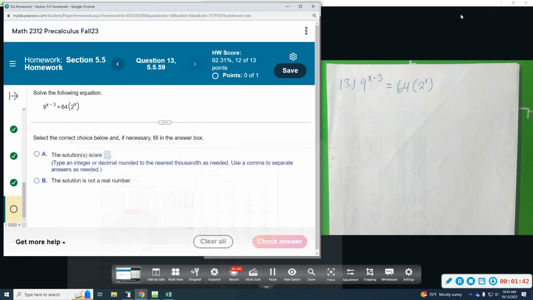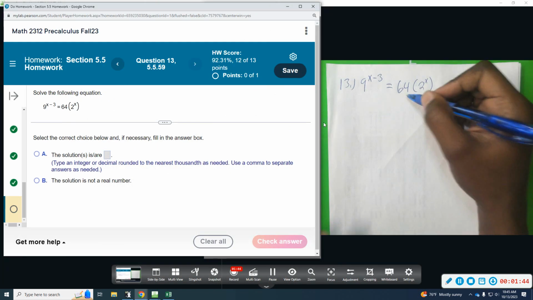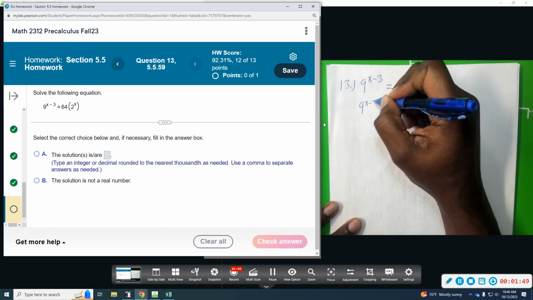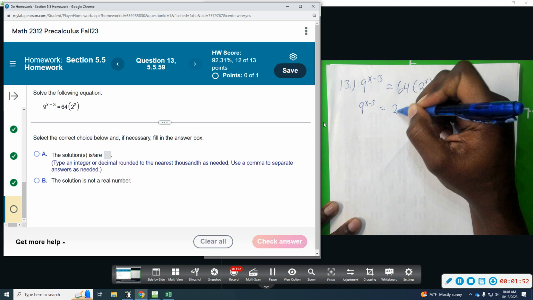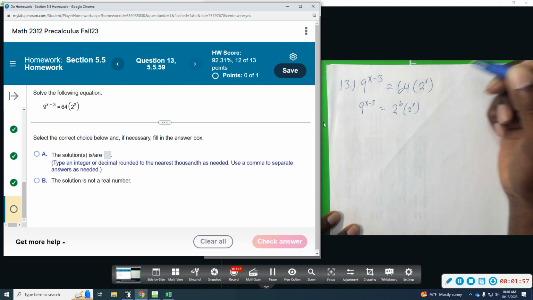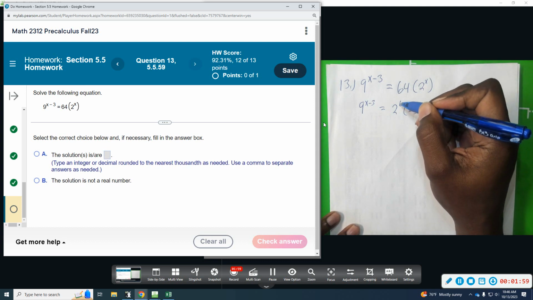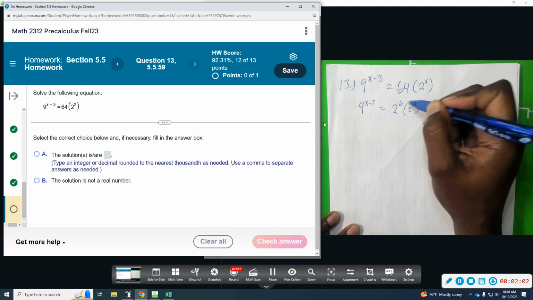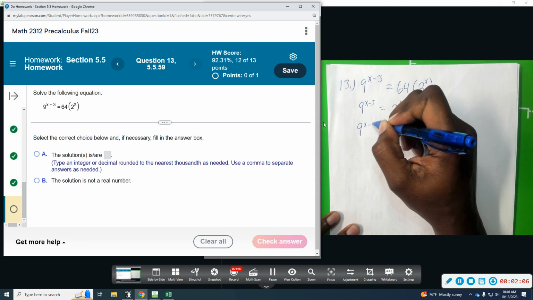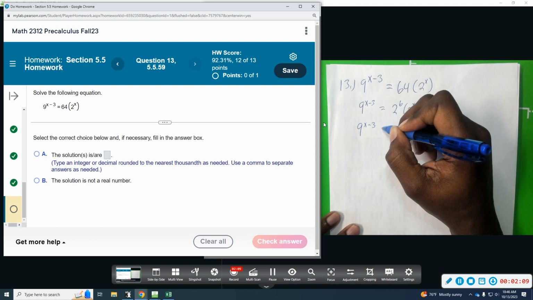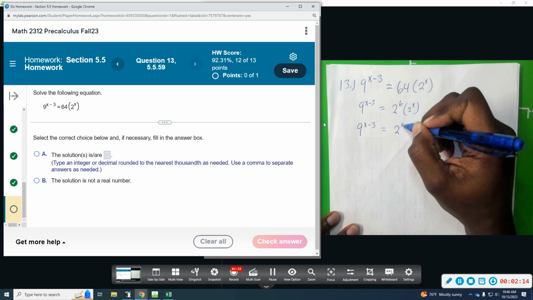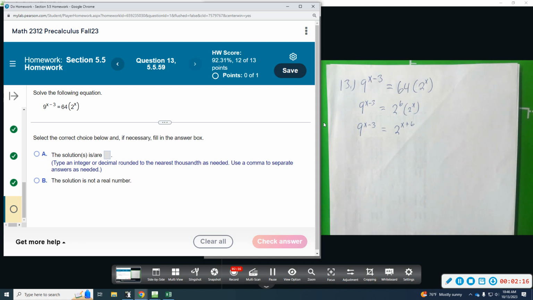So we're going to use that fact to rewrite this. We're going to have 9 to the x minus 3 equals 2 to the 6th power, times 2 to the x power. We're going to use the property of exponents: when you multiply, you add. So this is going to give me 9 to the x minus 3, and this is going to be 2 to the x plus 6 power.